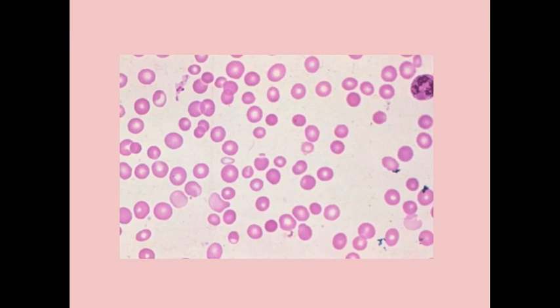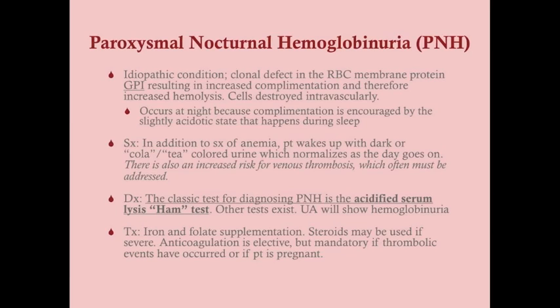Okay, here's another one. Paroxysmal nocturnal hemoglobinuria, PNH. That is a mouthful, so I'm just going to say PNH. This is an idiopathic condition, so this is not hereditary, and it's actually a clonal defect in the RBC membrane protein.